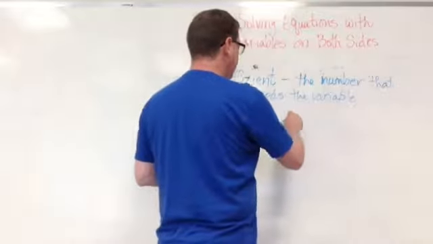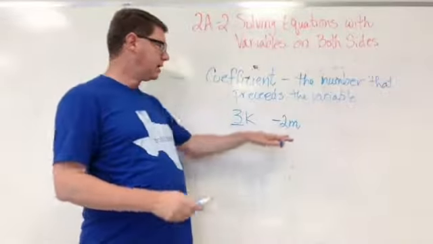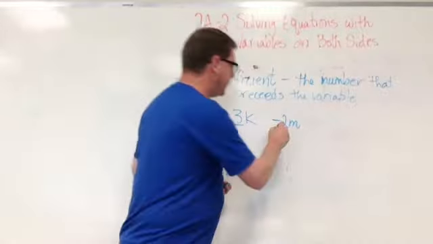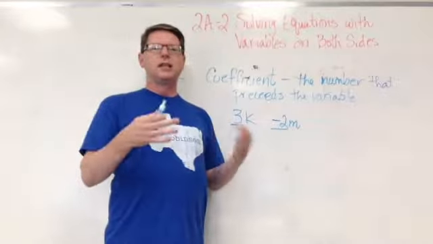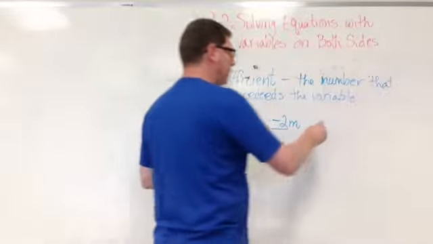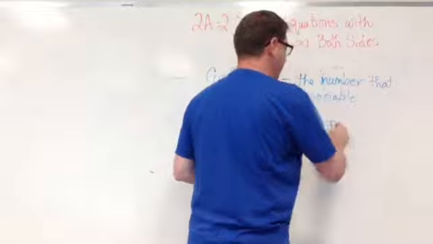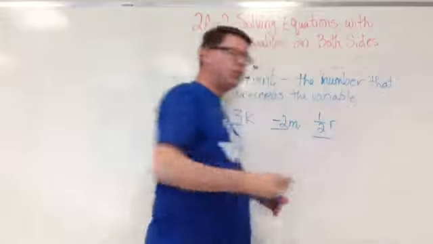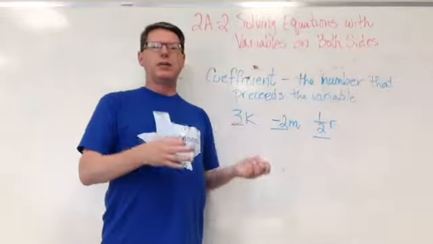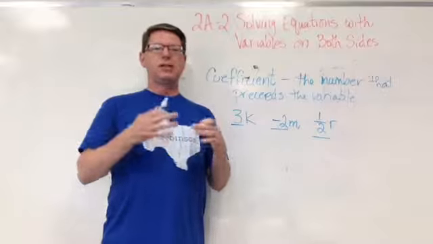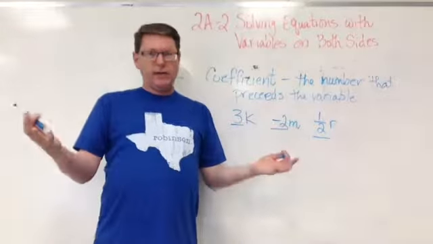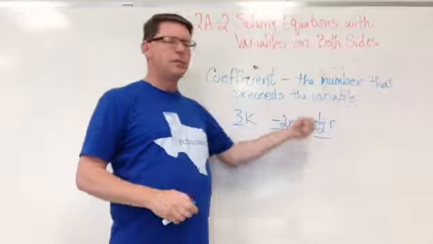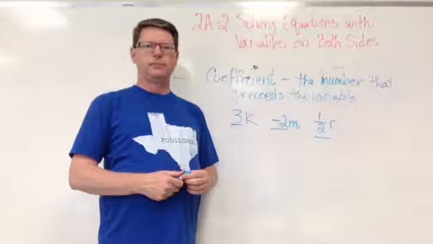What about negative 2m? In this case, m is our variable, it's the letter, and the coefficient of m is negative 2, because that's the number that precedes the variable. What about if I have 1/2 r? Well, r is the variable, and so 1/2 would be the coefficient of that variable r. Coefficient is a word that we're going to use a lot in the coming videos and all year long as we're solving equations. So it's important that you realize that the coefficient is the number that precedes the variable.